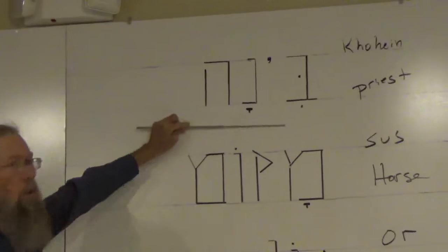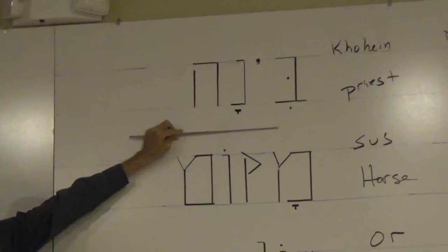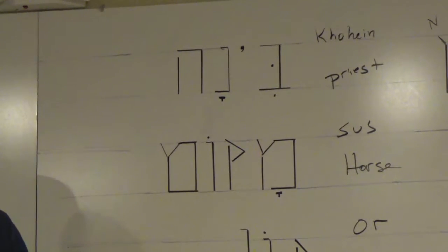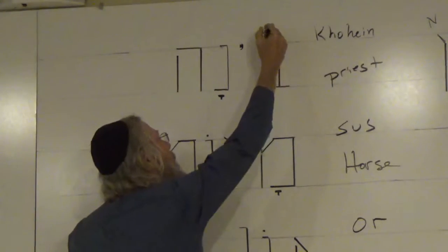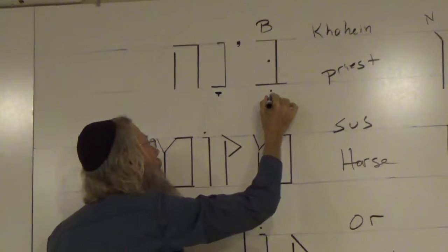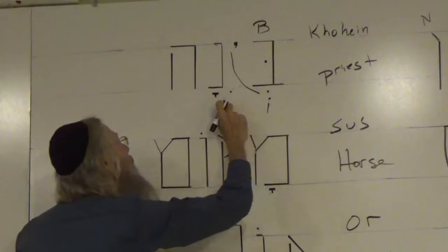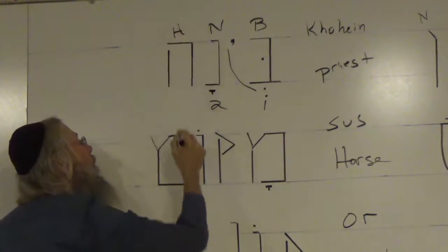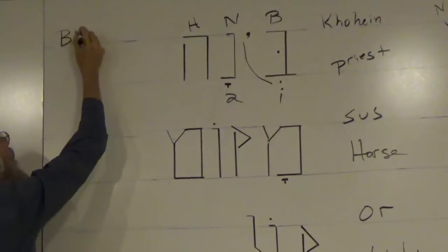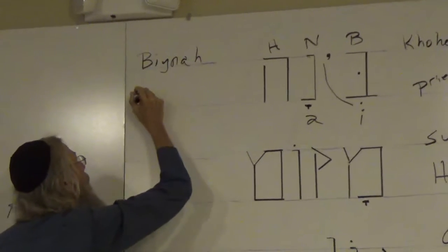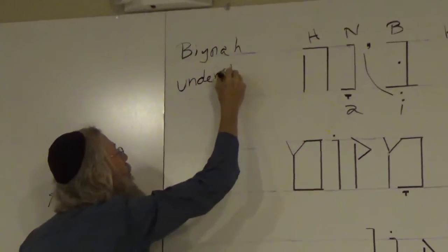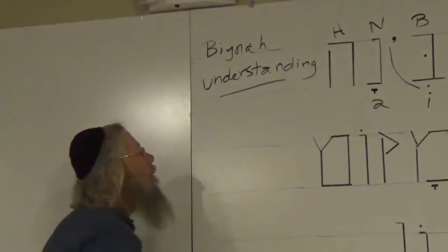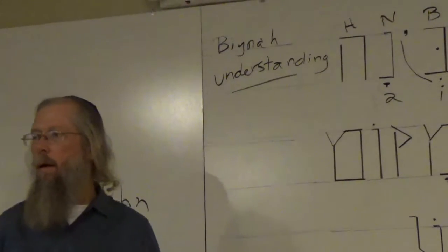All right, who's got it? 1, 2, 3. What do you have, Nora? Bina. Everyone say Bina. Okay, so give it to me. Bait. B. The I go next to you. And then Nun. N. A. H. Bina. Understand? Understanding. One of the Sefirot on the tree of life. Bina. Everyone say Bina. Understanding.